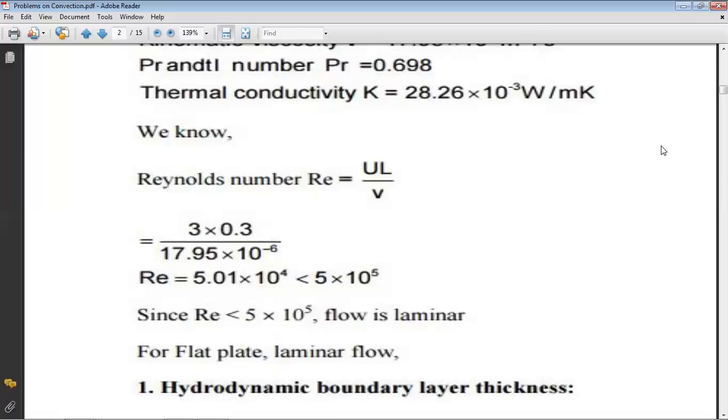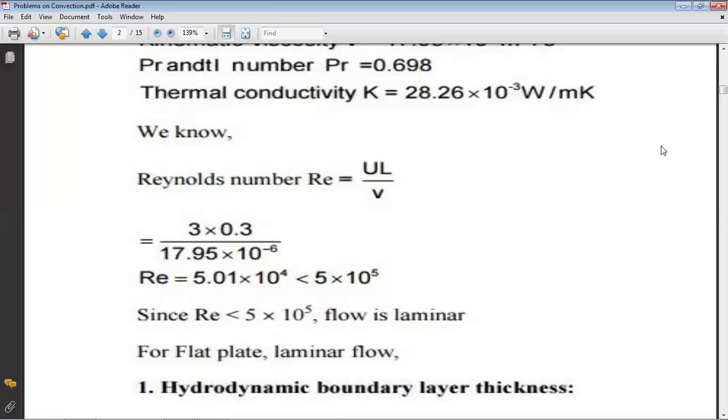Now, corresponding to external flow, we have different equations. That too, for laminar flow, we have different equations, and for turbulent flow, we have different equations. Now we have determined that it is an external flow. At the same time, it is laminar flow.